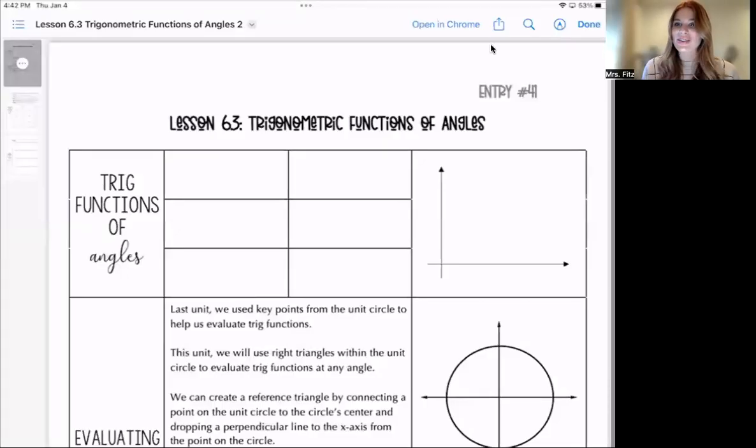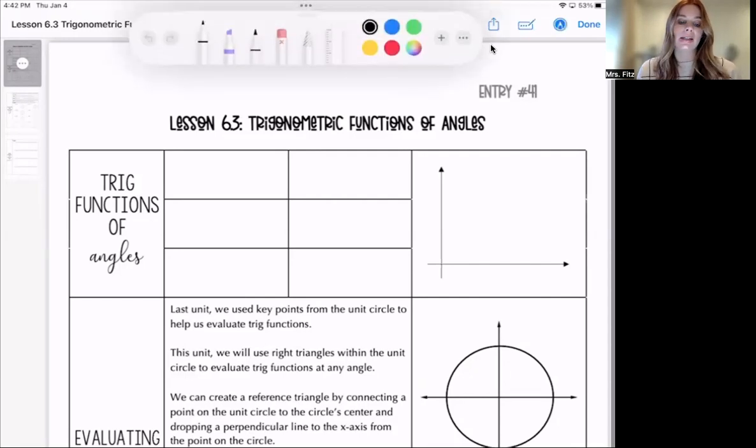Hi everyone. So today we're going to be talking about trig functions of angles. In the last lesson that we did, we talked about trig functions in the context of just right triangles and solving for missing side lengths. But in this case, we're actually going to be taking trig functions of angles, which is a lot like what we did in Unit 5 with the unit circle.